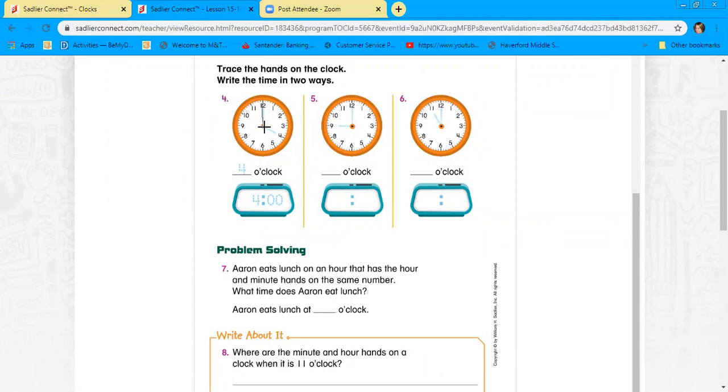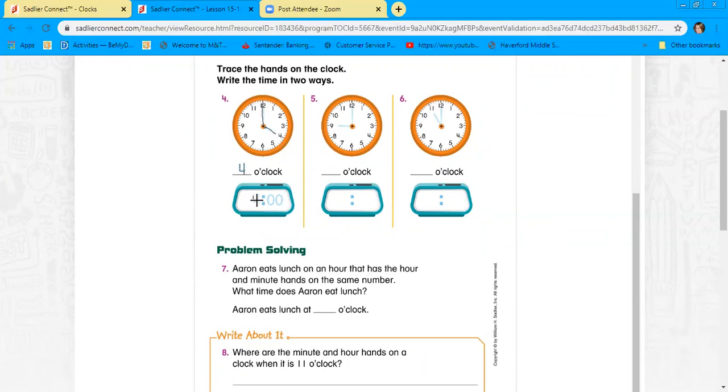Notice where they put the hour hand on the 4. When I trace it, I don't really touch the 4. I'm kind of before the 4. I'm leaving a little space because I need to show that that line, that hour hand, is shorter than the minute hand, so that I can say that's the hour of 4 on the 12 makes it 4 o'clock with that minute hand on the 12. I can digitally write the time.